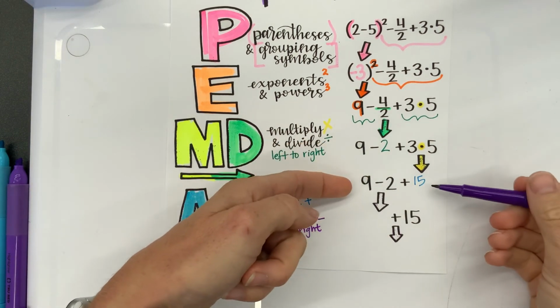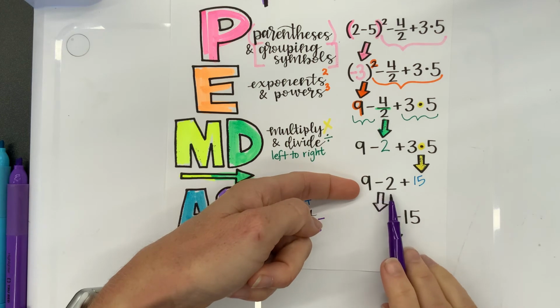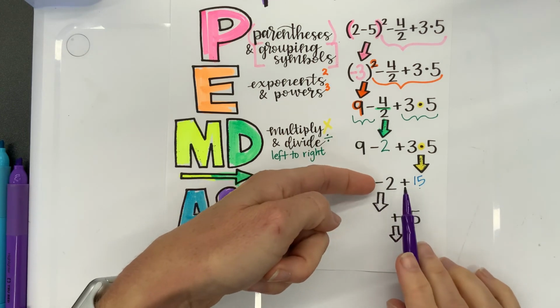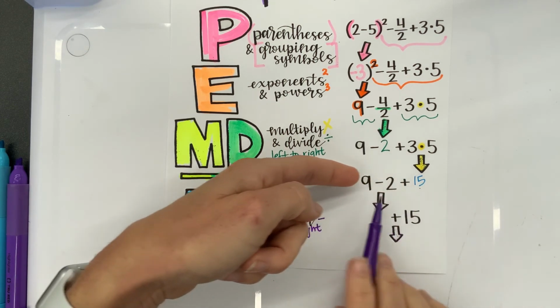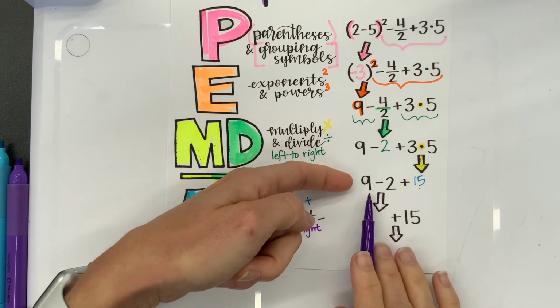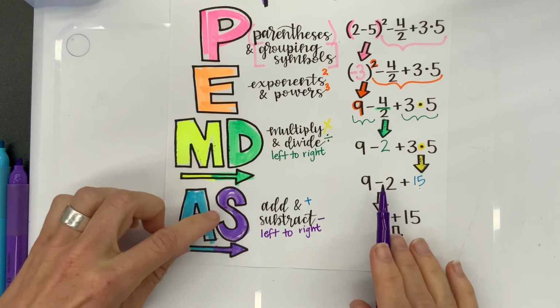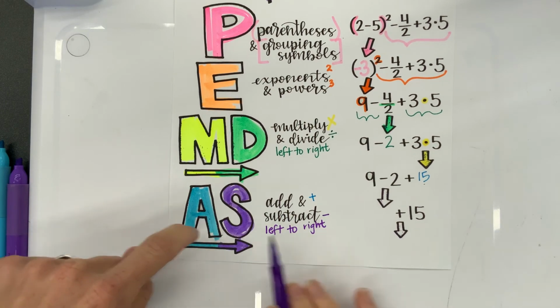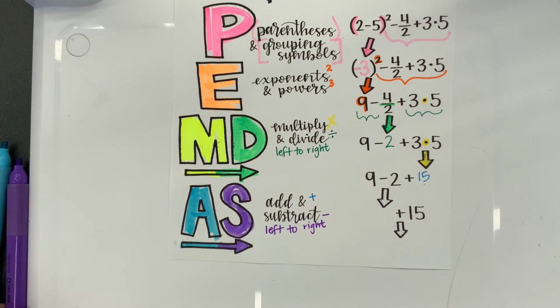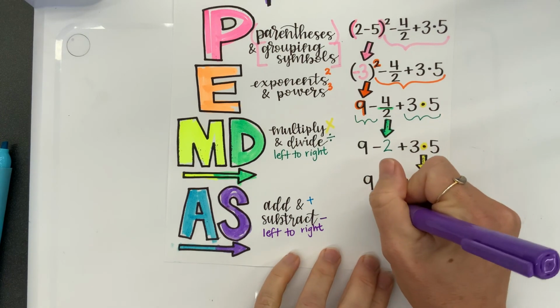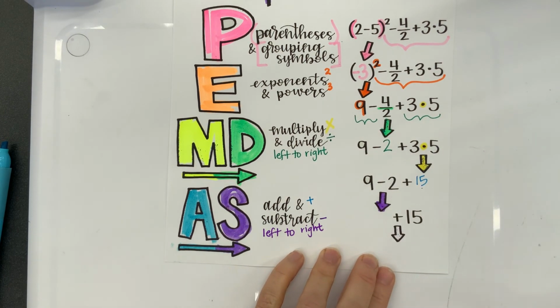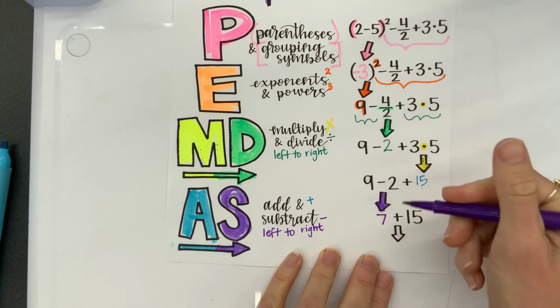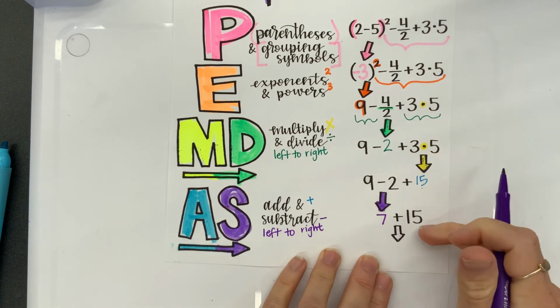So I'm going to look at this expression. I have 9 minus 2 plus 15. So I have addition and subtraction here. I'm just going to go from left to right. So 9 minus 2, well, it's subtraction first. So don't let it fool you that addition is listed first in the acronym. I still do that one first. Okay, so 9 minus 2, that's going to be 7. And I bring down my plus 15.